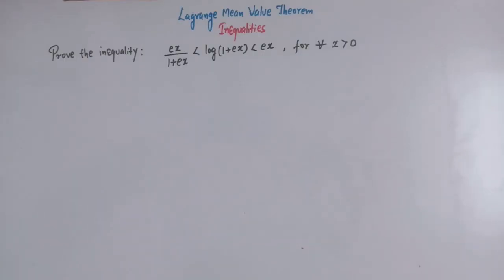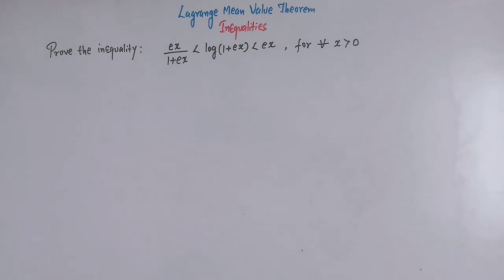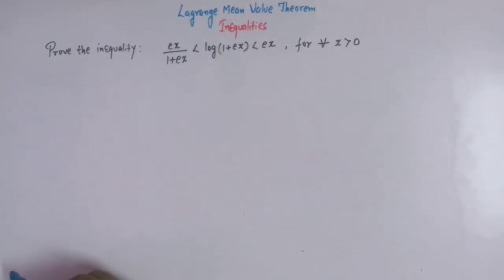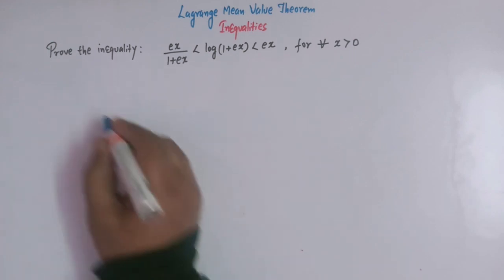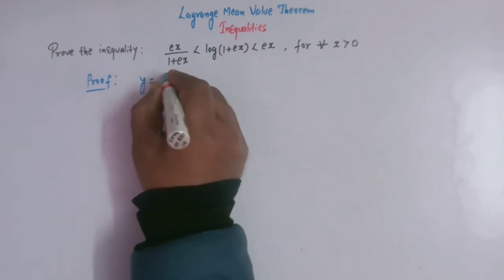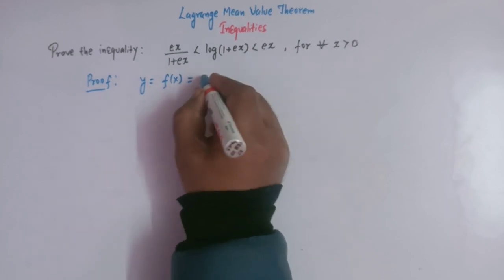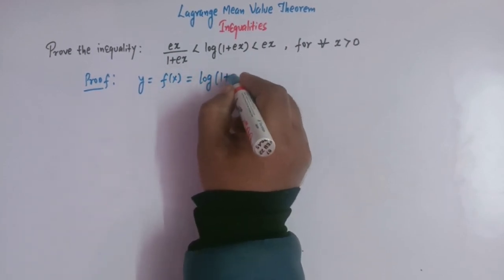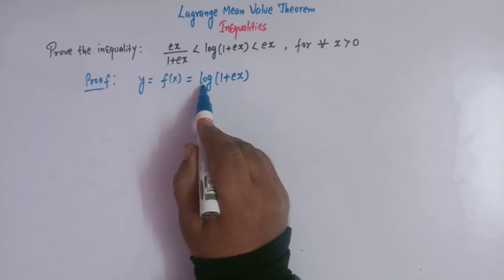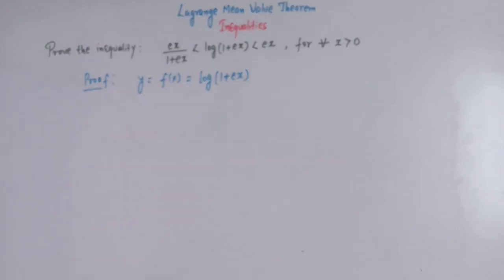So let us start. So viewers, before applying Lagrange's mean value theorem to prove this inequality, we'll first assume an appropriate function, right? So here let us first consider the function, say y is equal to f of x, which is equal to log of 1 plus ex, right? And remember, when we are writing here log, it means we are dealing with the natural log, right?